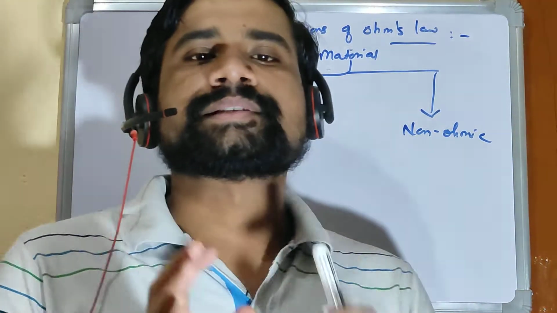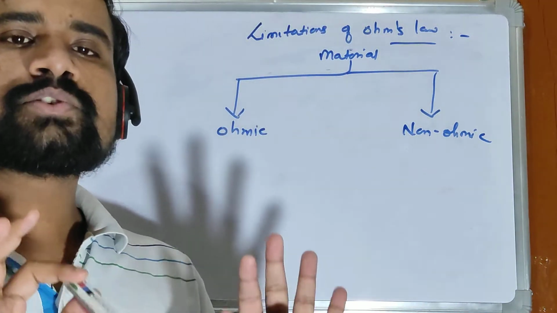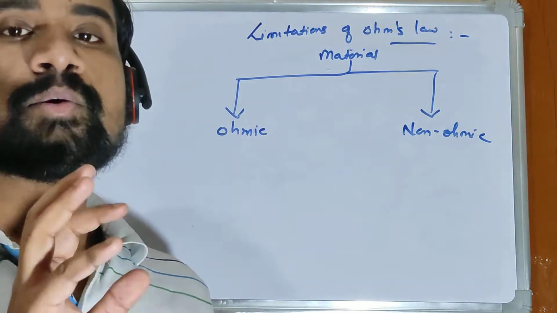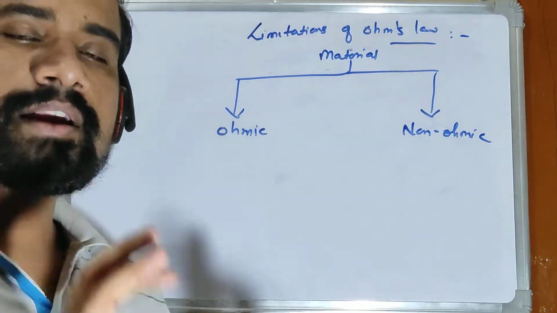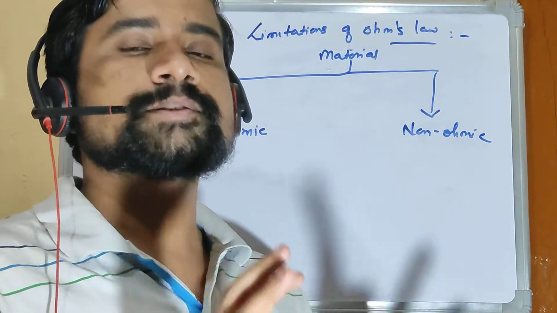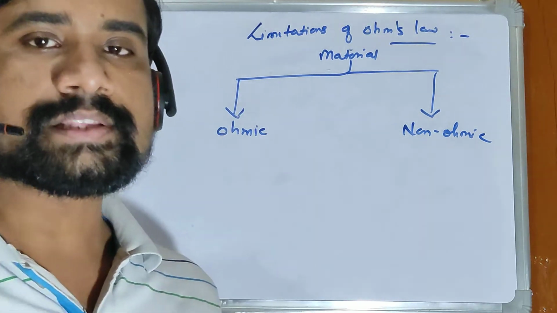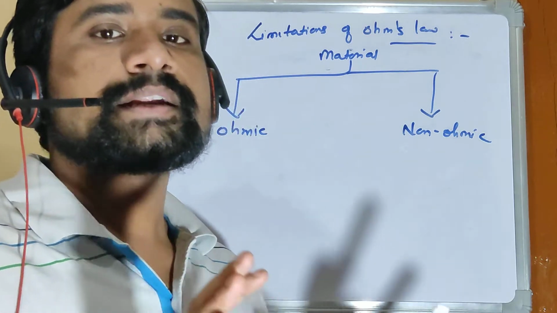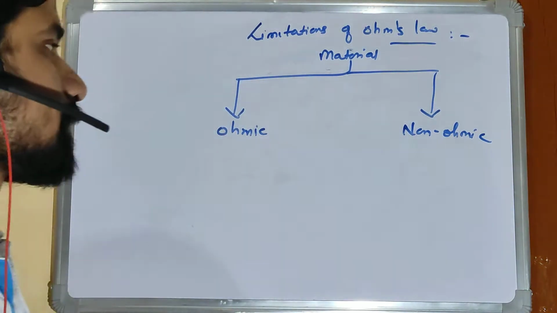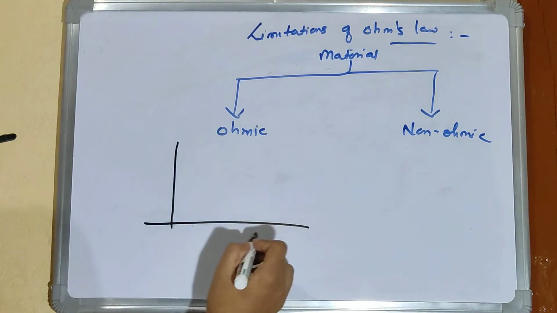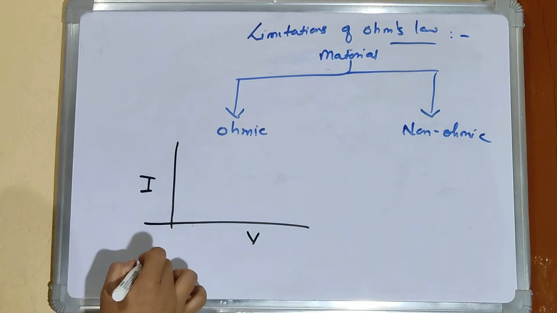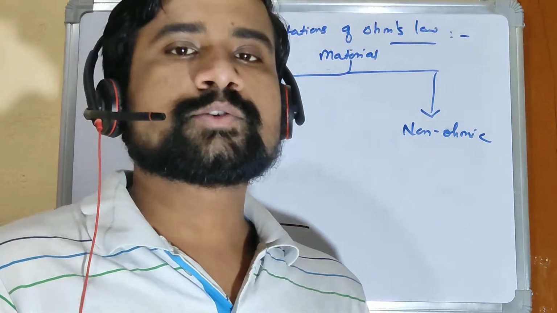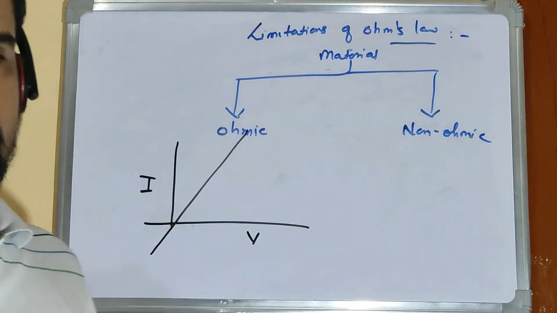As the name suggests, something which follows Ohm's law is an ohmic conductor. What is Ohm's law? Ohm's law states that the current flowing through any conductor is proportional to the potential difference only when the other conditions, like temperature and pressure, are maintained constant. So if potential difference and current are proportional to each other, then the conductor is said to follow Ohm's law, and this will be an ohmic conductor.